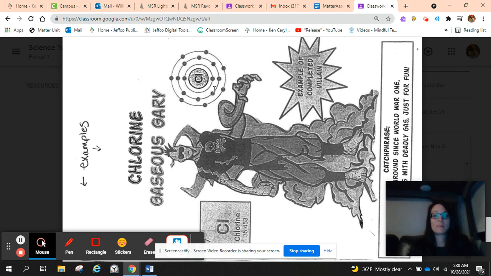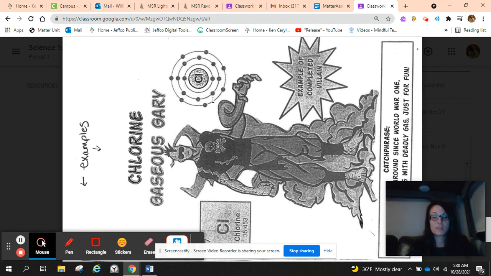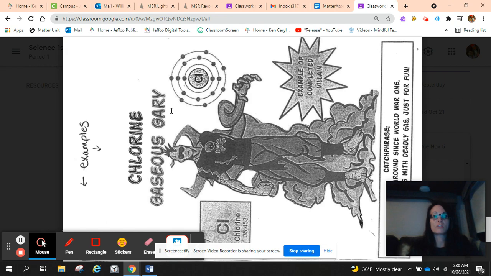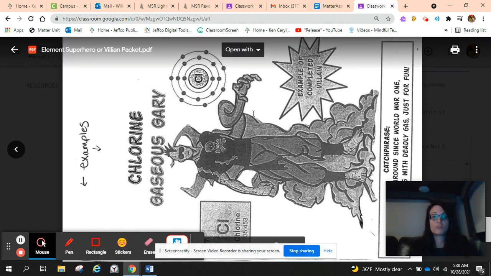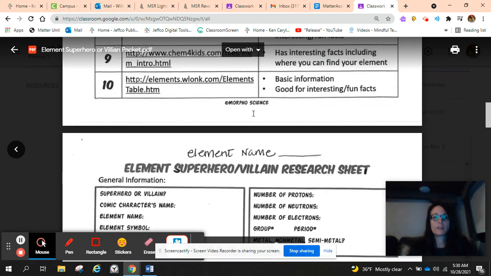If you picked an element with a big atomic number, you're going to have a big atomic structure to draw, because the atomic number is the number of protons and electrons. So the electrons are these small dots in circles. So the more of those you have, the more you'll have to draw. So save room for that on your illustration. So let's go back to our checklist.